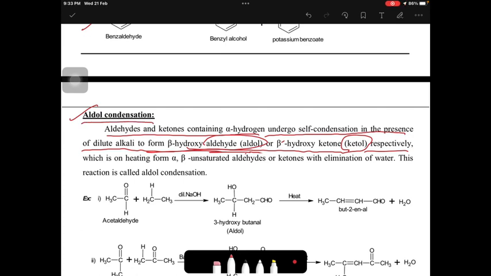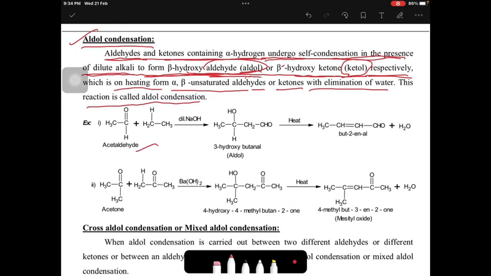Aldol condensation: aldehydes and ketones containing alpha hydrogen undergo self condensation in the presence of dilute alkali to form beta hydroxyaldehyde, known as aldol, or beta hydroxyketone, known as ketol, respectively, which on heating form alpha, beta unsaturated aldehydes or ketones with elimination of water. This reaction is called aldol condensation reaction.